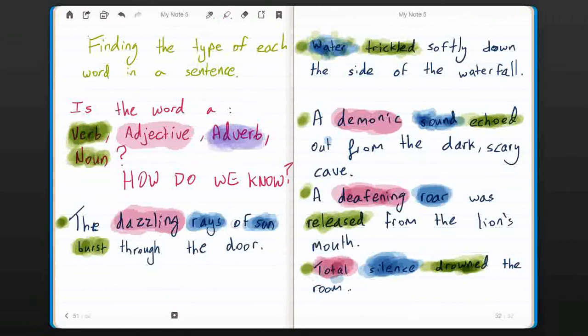Here we have no adverbs in the first sentence. In the second sentence, we do. We have water trickled softly down the side of the waterfall, and softly is describing how it trickled. So softly is the adverb that describes the verb right next to it in green. A demonic sound echoed out from the dark, scary cave. There are no adverbs in there, nothing describing how it echoed, and nothing in the one about the roar of the lion, and there's nothing in the other one either. So hopefully that gives you a bit of an idea of what verbs, nouns, adverbs, and adjectives are, and how to find them in a sentence.